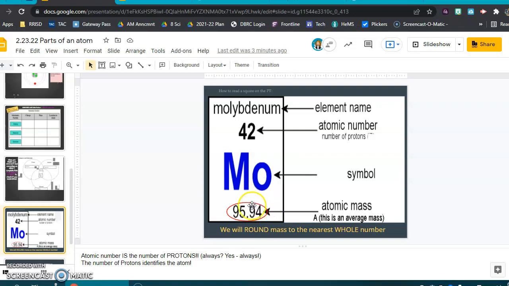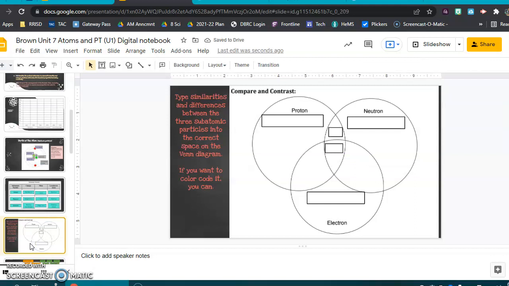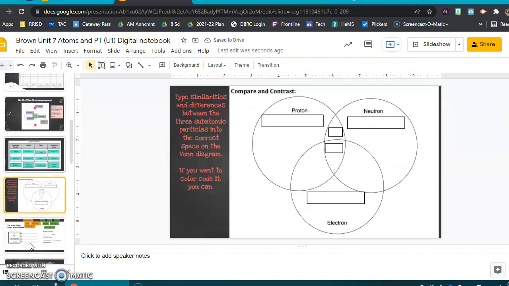And the atomic mass is an average mass of the protons, the neutrons, and the electrons. This is an average, and we always round to the nearest whole number. So we would actually round this to 96. Okay? But this is how we do that. And that's really kind of cool. So we've done a whole lot of work, and this is also in your notebook. Click on the slide. We did that.